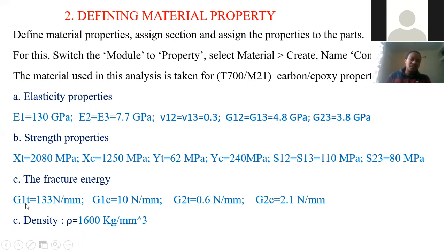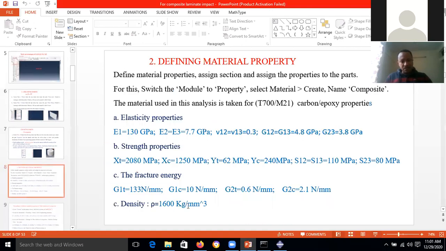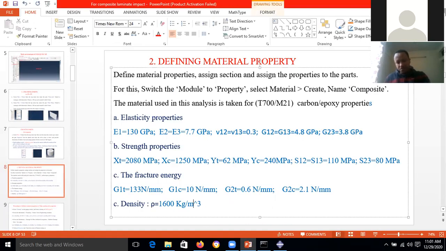That is the G1 tensile. That means in the fiber direction, tensile in the fiber direction, compressive in the fiber direction, the fracture energy is 10 Newton per millimeter. In the transverse direction, the tensile one is 0.6 and the compressive one is 2.1. And the density of this particular material is 1,600 kilogram per meter cube, not millimeter, but it is meter cube. Okay, so this is only meter cube.